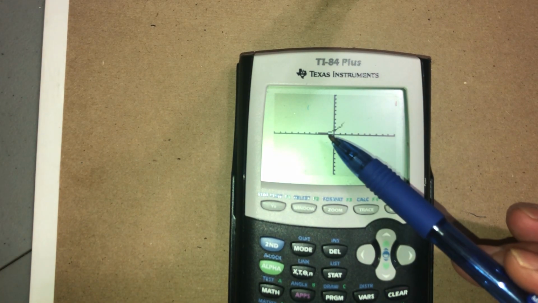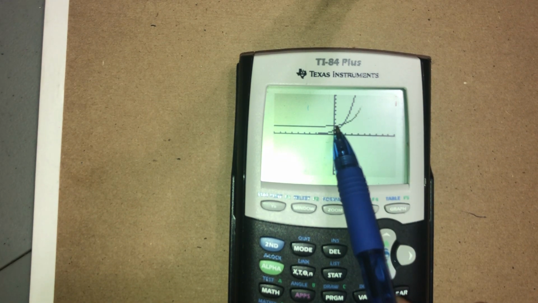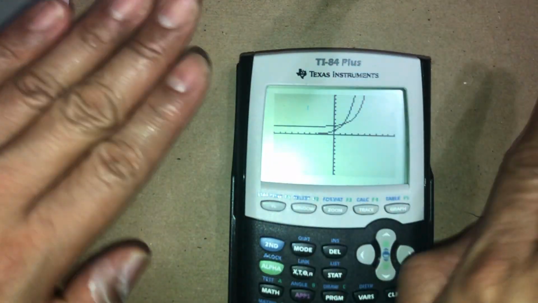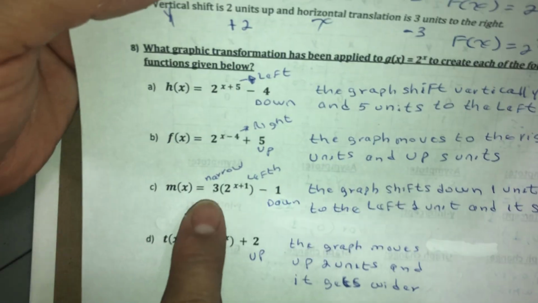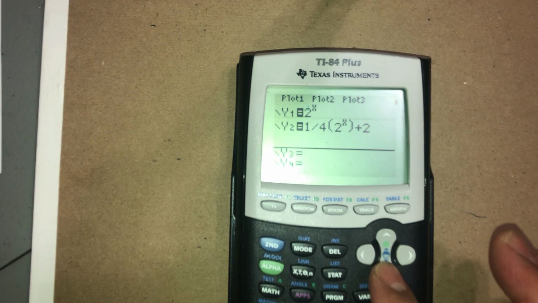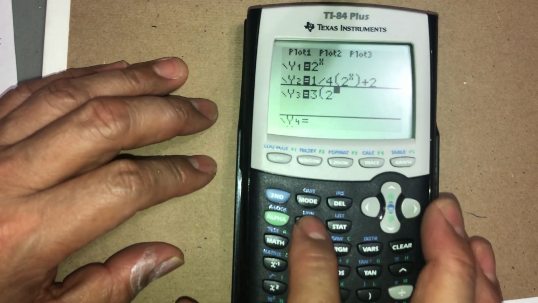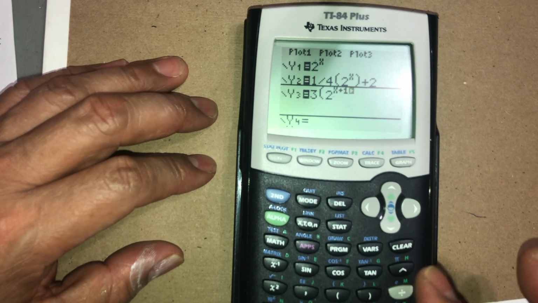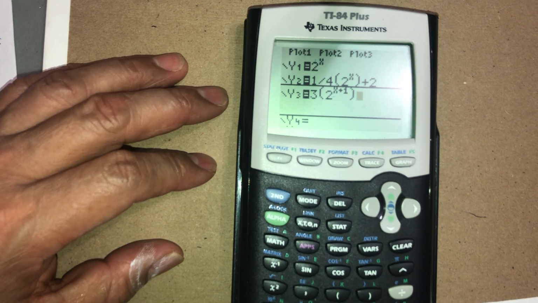Here comes the parent function, look. Now here comes the other one, look what happened. It went up and it got wider, okay? And the other one, if I were to graph this one, you will see that we're getting narrower. Let me do that too, all right, just for you. So let me do that in number 3, right there, y equals 3. So the equation was 3 parentheses, 2 up arrow to the x plus 1. So let me exit out, close parentheses, minus 1, okay?